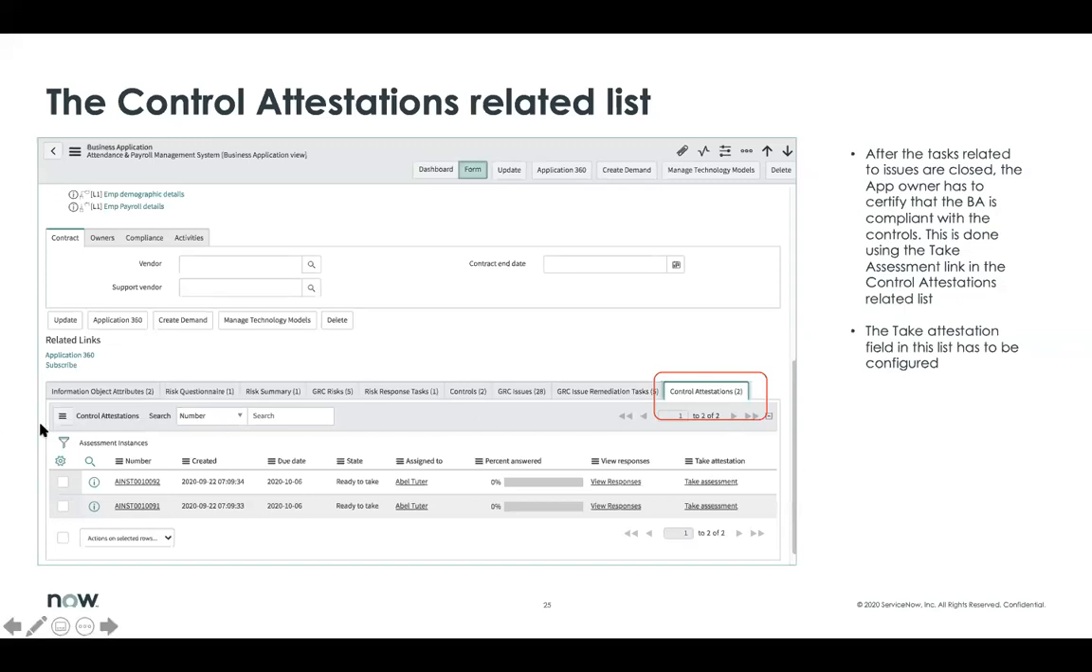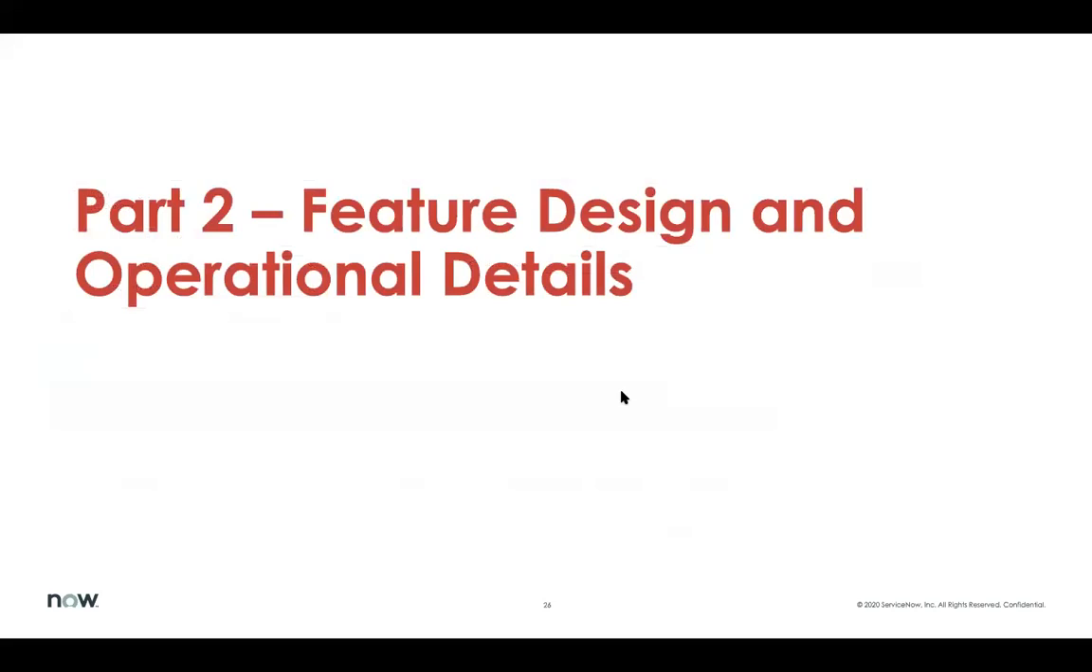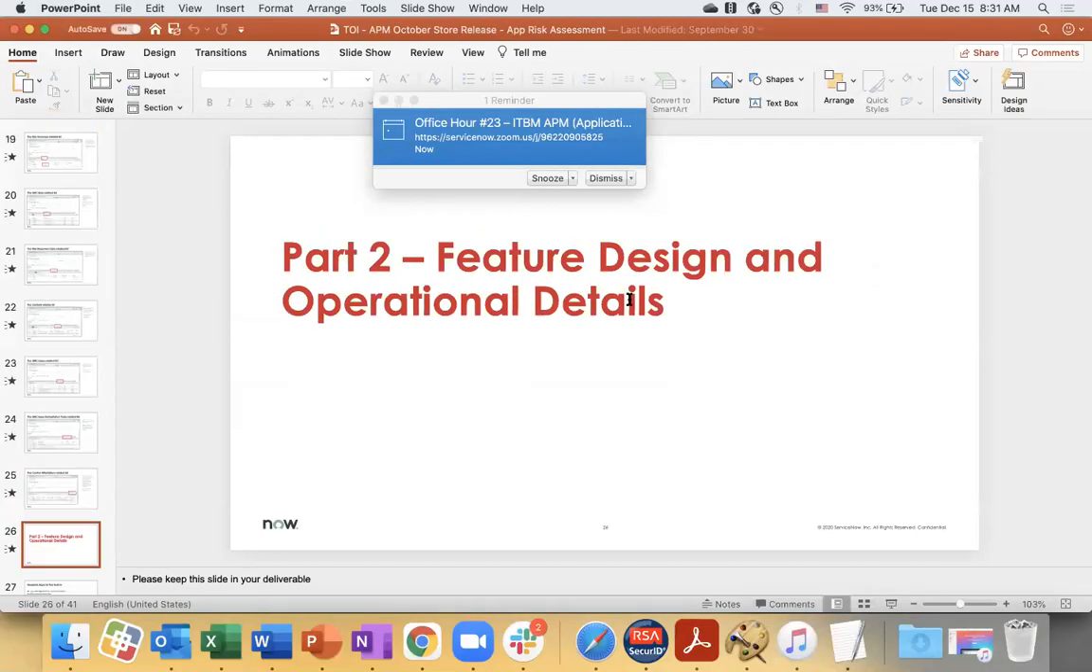So only answering the questionnaire and the control attestations are the only two manual steps. All the remaining steps, generating the risk, identifying all the risks, risk response tasks, control, GRC issues, issue remediation tasks, all of this is automated, right? So that is the end-to-end flow of the two store apps that we have already delivered as part of the Quebec release.